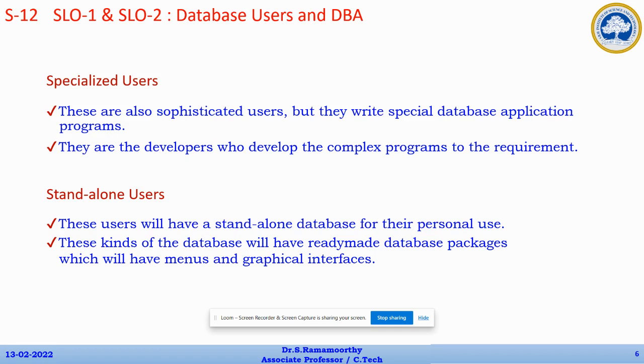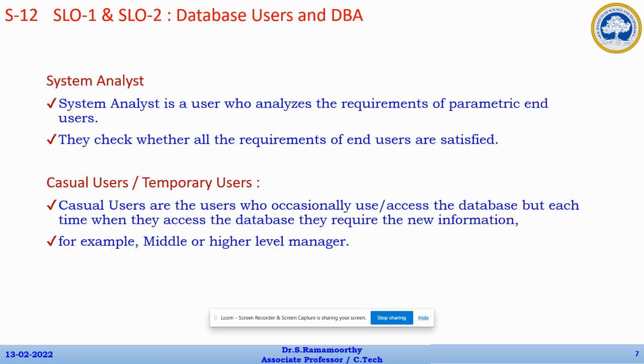Then the next type of users are standalone users. These users have a standalone database for personal use. This kind of database has ready-made database packages, and they interact with the database through some graphical user interfaces. Now, the next type of users are the system analysts, who analyze the requirements of the parametric end user. They check whether all the requirements of the end users are satisfied or not.